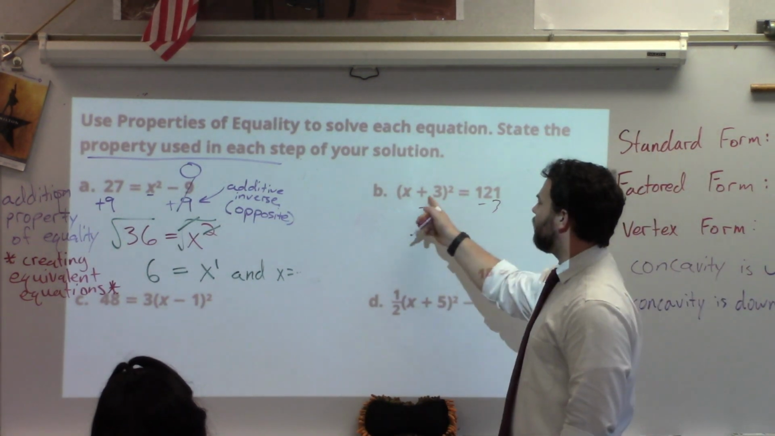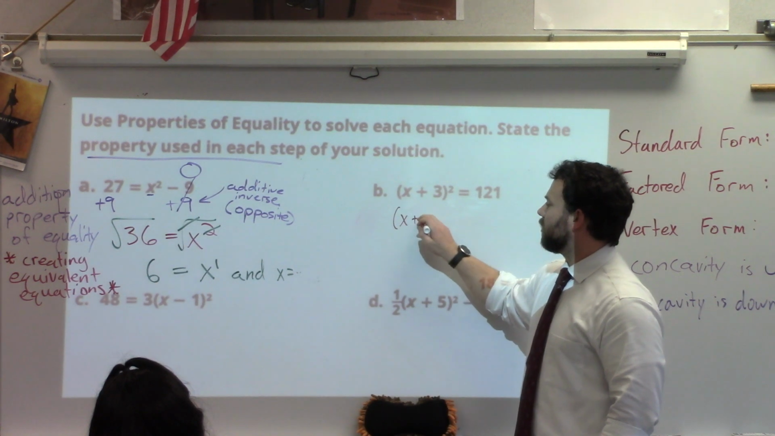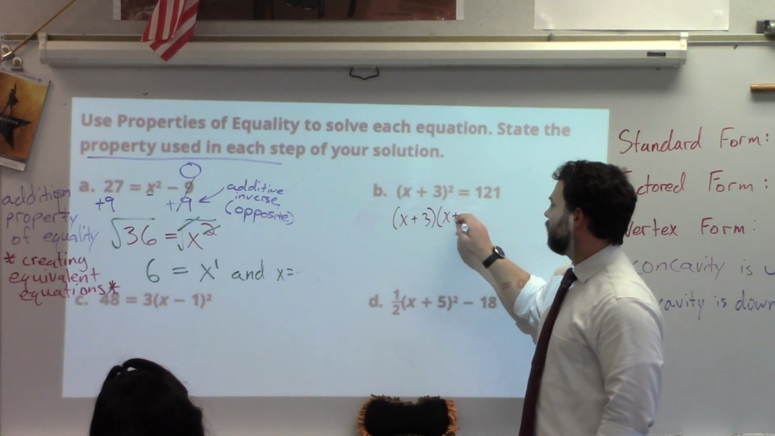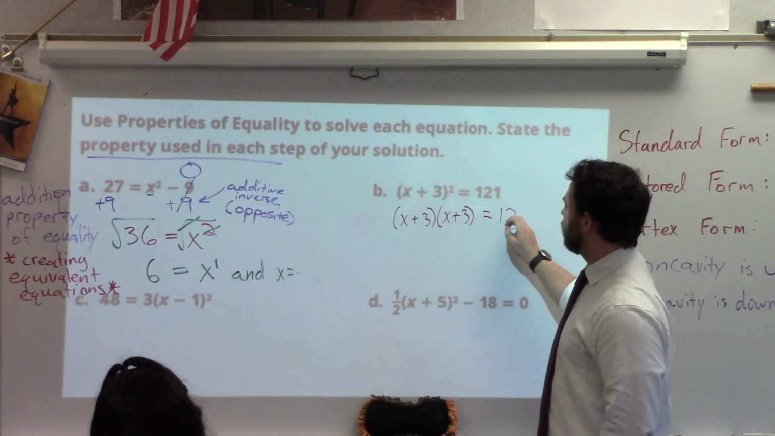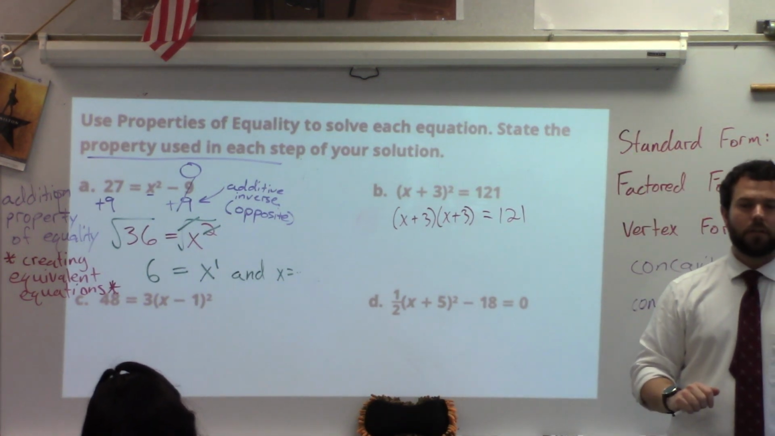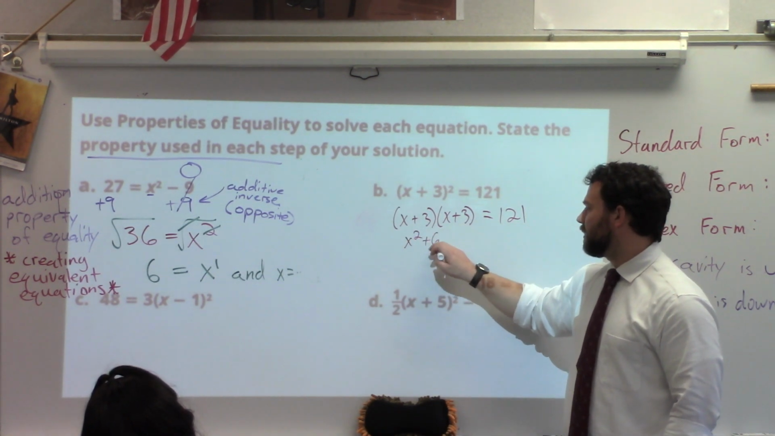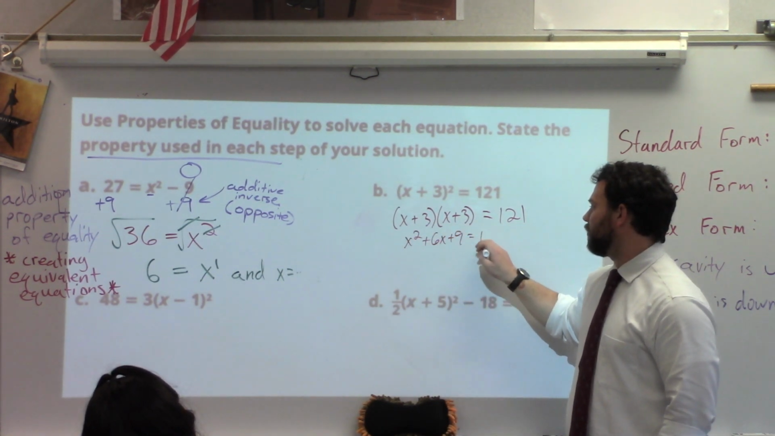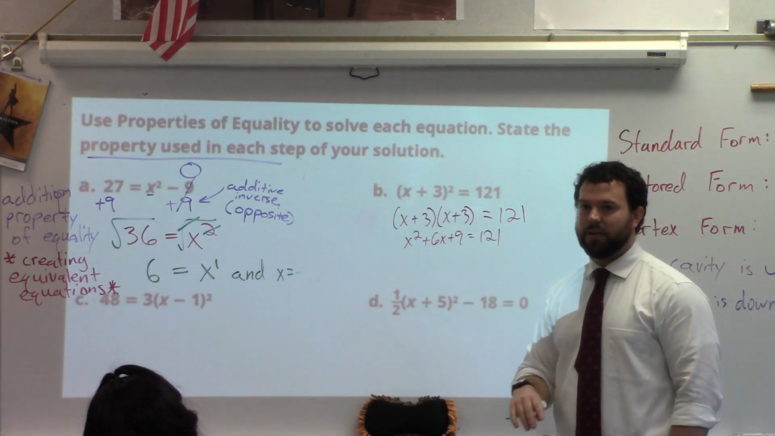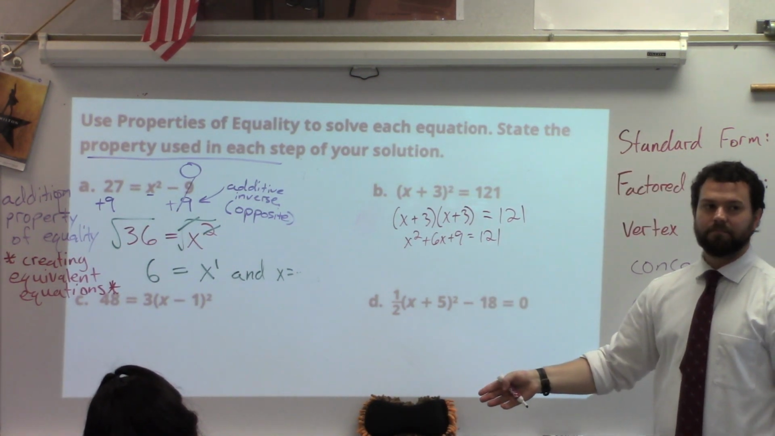First off, what does it mean to square something? Multiply it by itself. So is it as simple as just subtracting 3? No. In fact, if you go through the idea of distribution, you're going to get x² + 6x + 9 = 121. First off, you probably don't know how to solve an equation like that. Second off, would I just be subtracting 3?